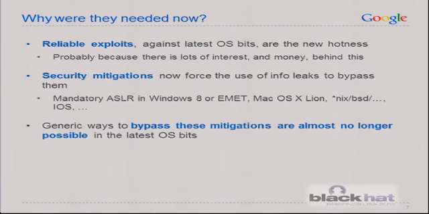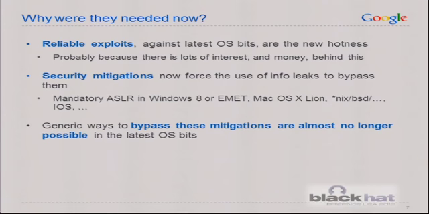Why are they needed now? Because some people need reliable exploits. Those people, I mean, you guys are clever people. There are new security mitigations, such as, for example, mandatory ASLR in Windows 8. You can use EMET to enforce mandatory ASLR. Mac OS X Lion and Mountain Lion and all these new weird animals also have mandatory ASLR. Unix adopted it a long time ago. Again, info leaks nowadays are more focused on bypassing ASLR, but in my opinion, more for reliable code execution.